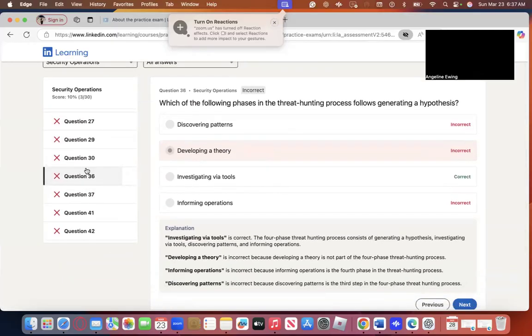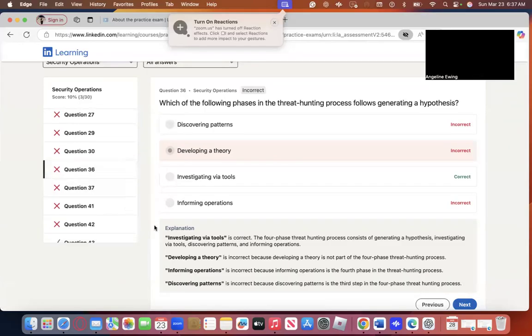Which of the following phases in the threat hunting process follows generating hypotheses that will be investigating via tools? The four phases of the threat hunting process consist of generating hypotheses, investigating via tools, discovering patterns, and informing operations.